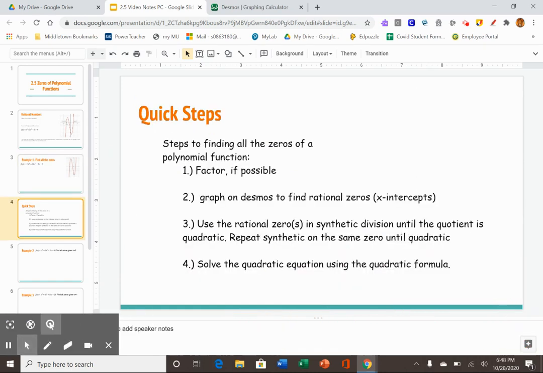All right, so these are just some quick steps that we're going to use to continue finding the zeros. So the first step is to just factor if possible. The second step is to graph on Desmos to find a rational zero. So that was what I did on the first slide. Remember how I looked at the little graph to the right? I said, oh, there's a whole number zero at -1, and I used that one. Then we're going to use the rational zeros in synthetic division until the quotient is quadratic. So you have to keep repeating it until it is quadratic using the same zero, and then you can solve the quadratic using the quadratic formula, or you can factor it.